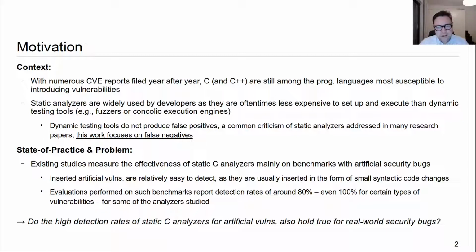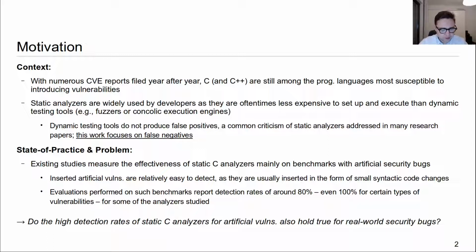However, these static analyzers come with a caveat. They produce false positives, and this is a common criticism of these tools, and has been studied and addressed in many research papers. Our work, however, focuses more on false negatives. So how effective actually are these tools at detecting vulnerabilities?